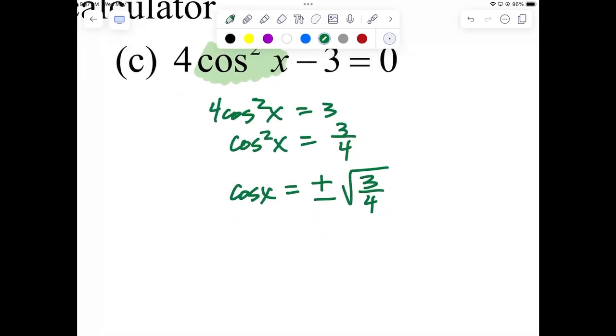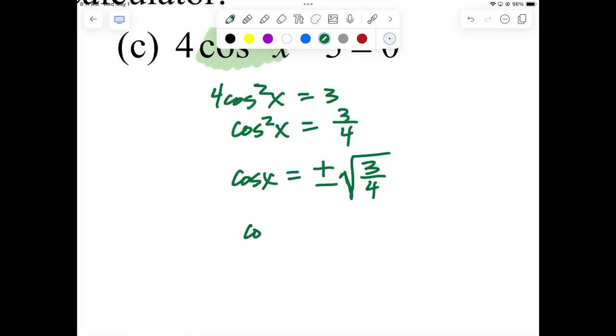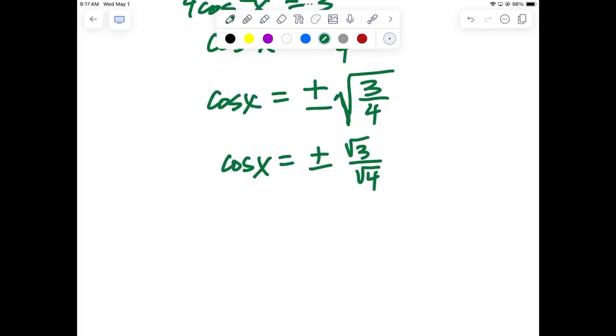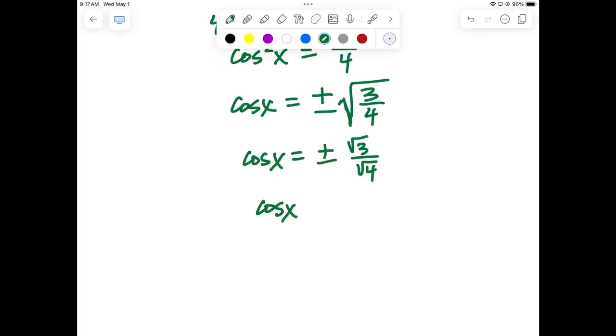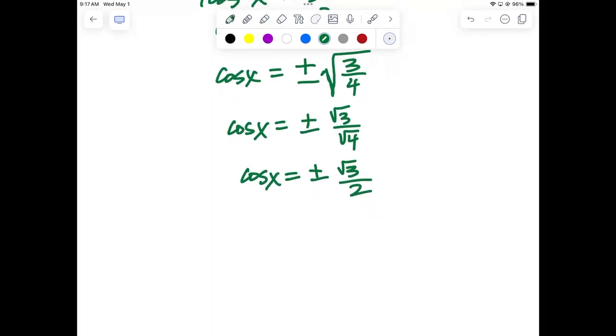If I expect you to do these without a calculator, then keep in mind that when you get to this point, the ratio on the right should be a recognizable unit circle ratio. Here's what I could do. I can give each of them the square root. That's the square root of 3 over the square root of 4, which when I simplify gives me plus or minus the square root of 3, which is not reducible, over the square root of 4, which is 2. Now I recognize that from the unit circle, don't I?